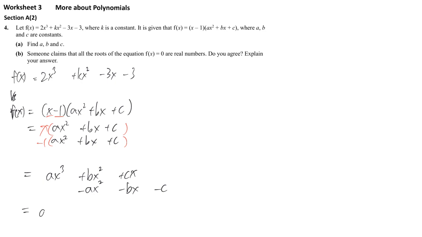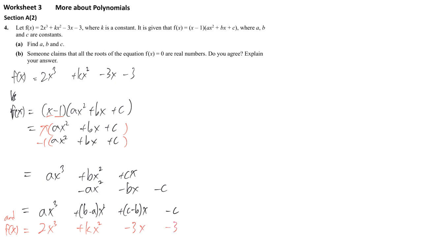So this is ax^3. This is plus (b minus a) times x^2. How many x do we have? (c minus b) times x, and we have negative c. Now we successfully separate them into 4 terms one by one, which is the same format as the other one. So I just copy down once again, f(x) is equal to 2x^3 plus kx^2 minus 3x minus 3.